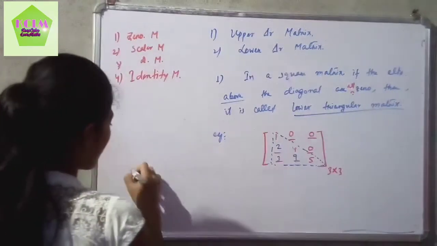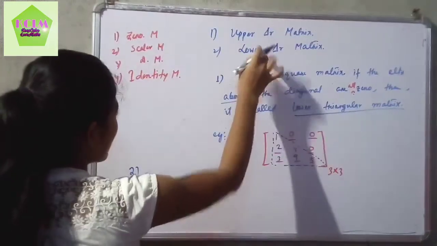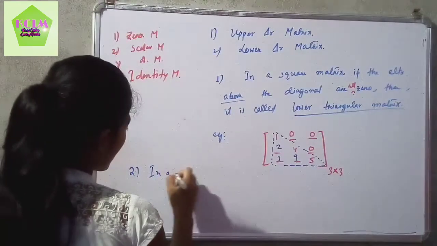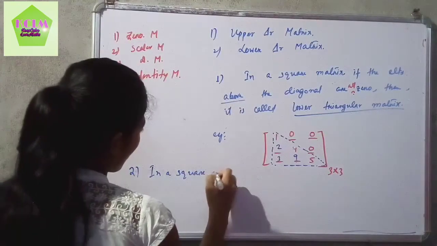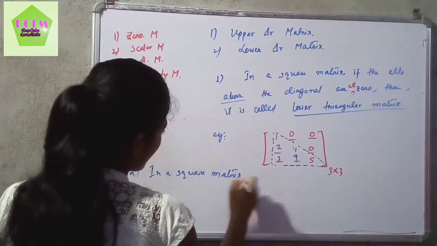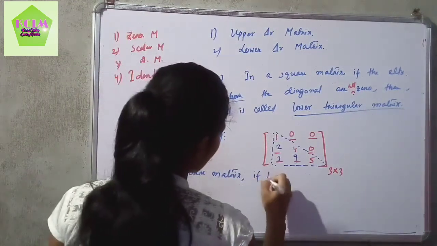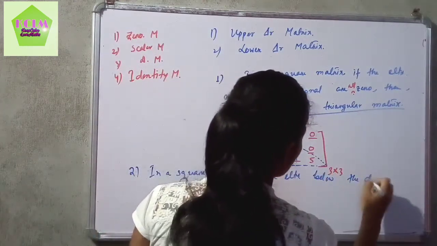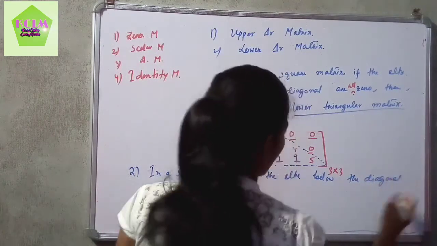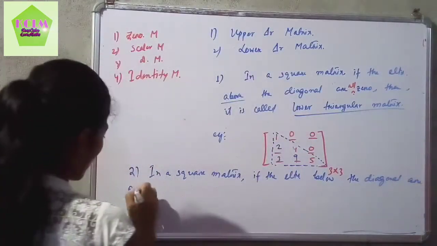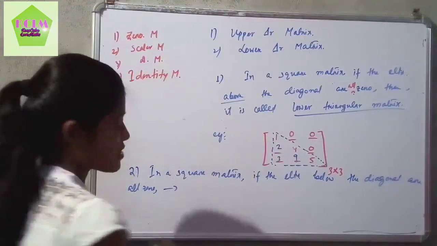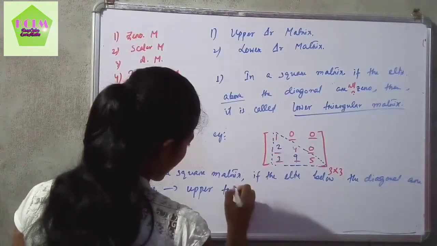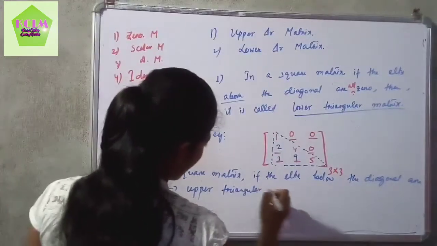We have next upper triangular matrix. So the definition is the reverse of that. In a square matrix, if the elements below the diagonal are all 0, then it is called upper triangular matrix.